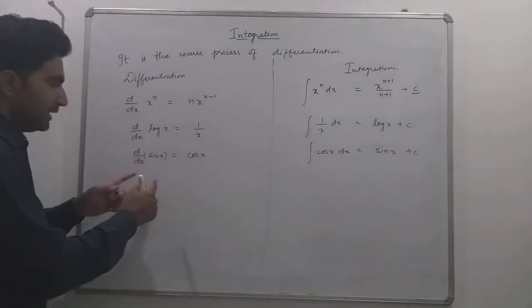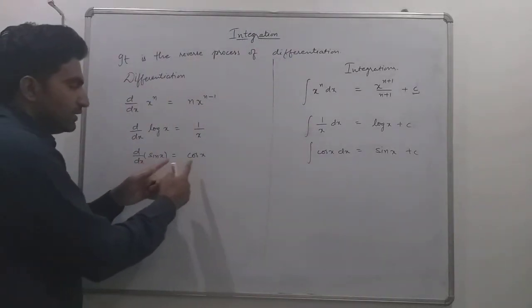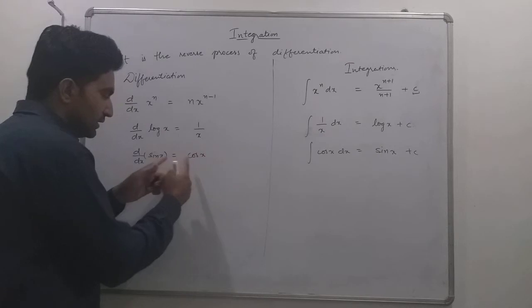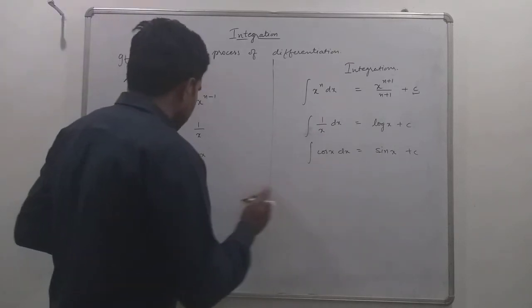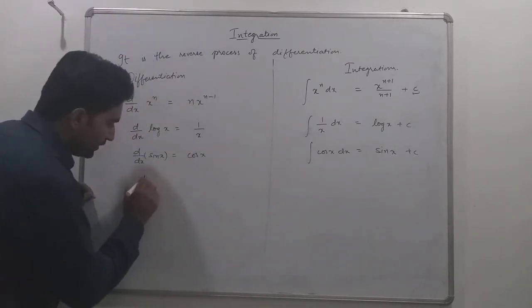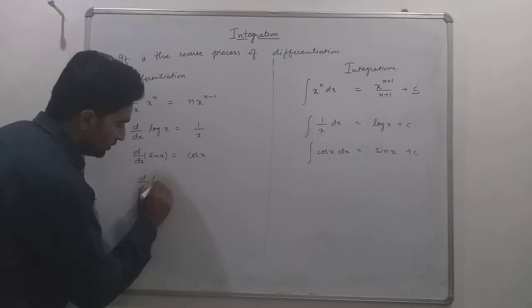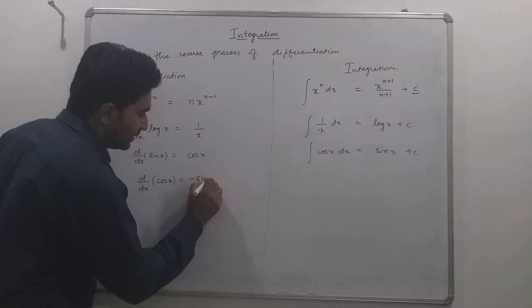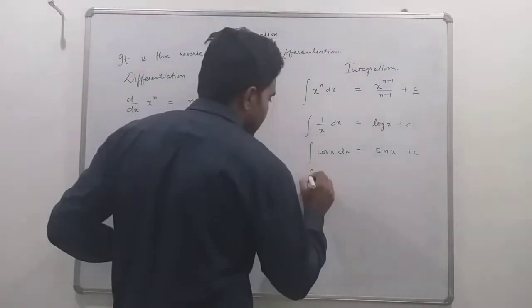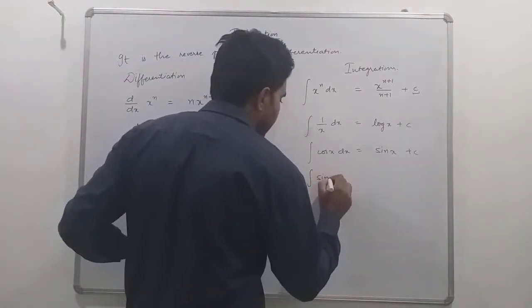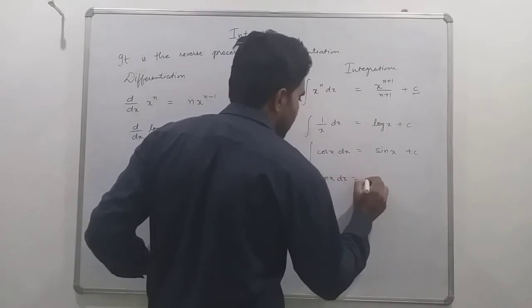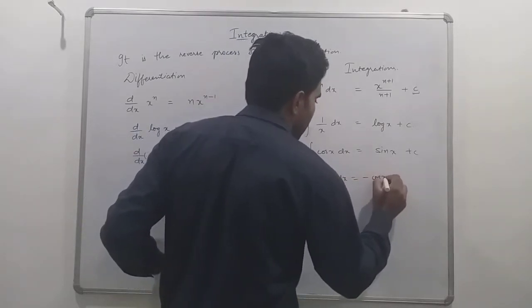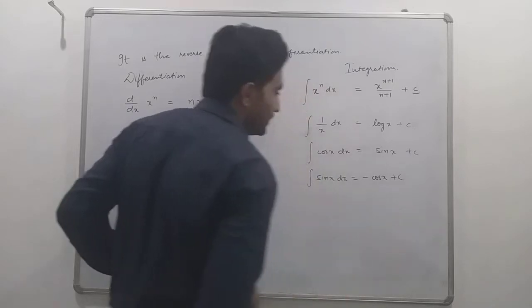We can see that in differentiation, sine gives cos, and in integration, cos gives sine. Okay, now the differentiation of cos of x is equal to minus sine x, and integration of sine x dx will be equal to minus of cos of x plus c.